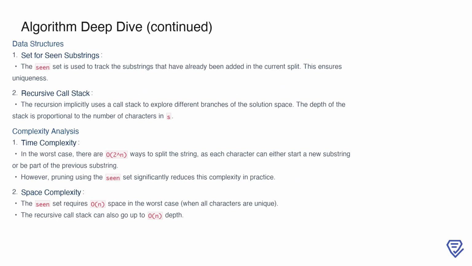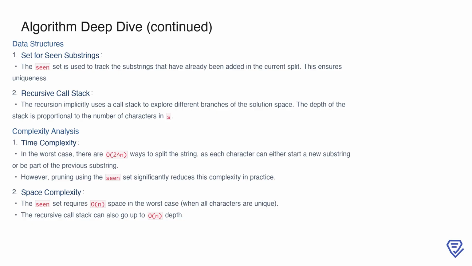To implement this solution, we rely on key data structures. First, the seen set is used to keep track of substrings that have already been added in the current split, ensuring that every substring remains unique. Second, the recursive call stack is implicitly used to explore different branches of the solution space. The depth of this stack corresponds to the number of characters in the string.